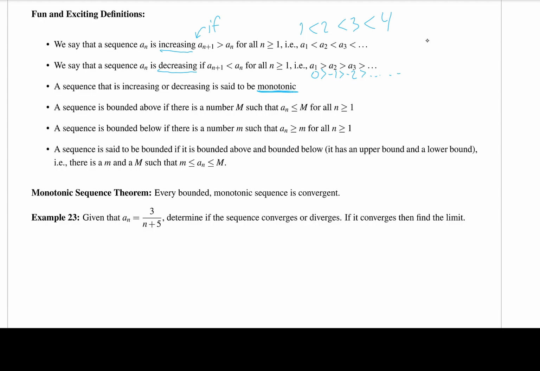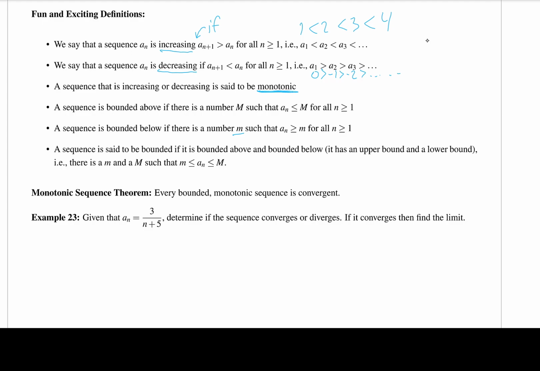Similarly, we say that it's bounded below if there's a number lowercase m such that a sub n is greater than or equal to m for all n greater than or equal to 1. Right? So I could pick something like, say, negative 2. If every term in my sequence is greater than or equal to negative 2, then I say that my sequence has a lower bound.